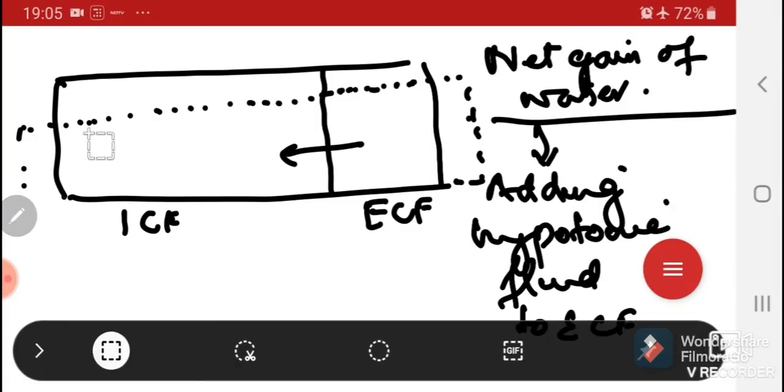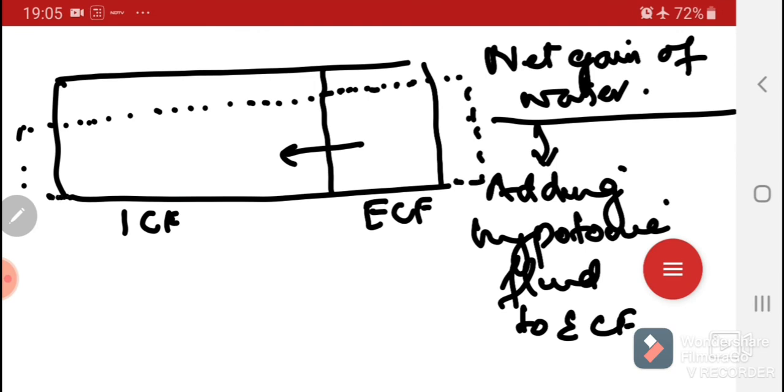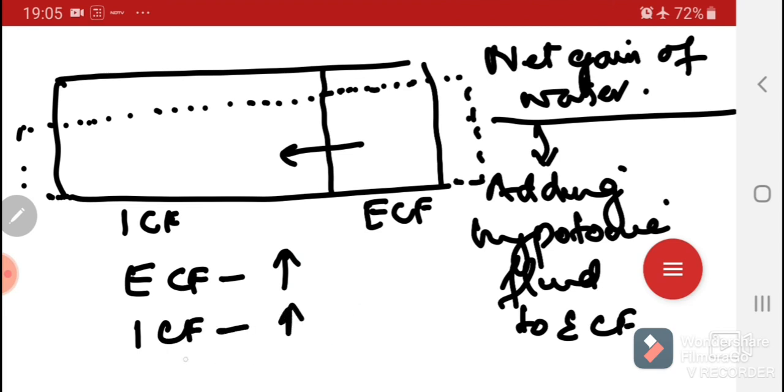So there will be increase in ECF as well as ICF. So net result is ECF is increased, ICF is also increased, but osmolarity is decreased. As I've already said, such a situation arises when a person takes a large amount of water, or for some reason the person is given hypotonic fluid, like in the form of hypotonic saline or dextrose in water, etc.